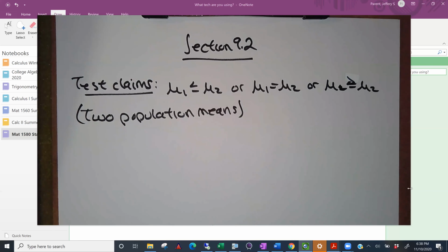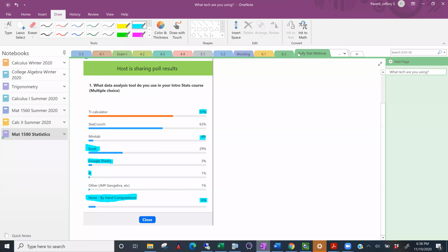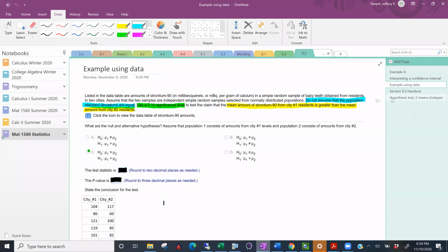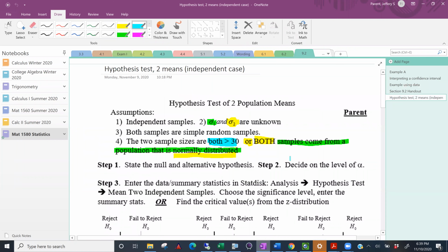Now, once again, I sent you out a little handout, so we can pull that up, take a look at it, and run through some of the procedures and the assumptions for testing claims about a hypothesis for two population means. And that would be right here. Oops. There it goes. Is that up on your screen here? Hypothesis test for two population means.